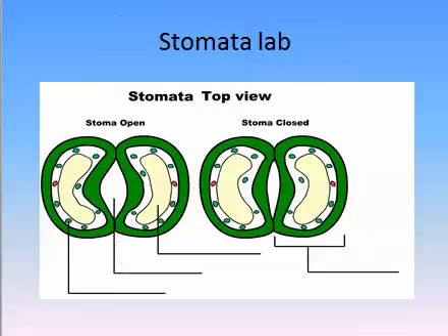Now, here's a blown-up diagram of stomata. On the left side, the stoma are open. This means that the plant is allowing gas exchange. The one on the right is closed, so gas is not being exchanged and water is not being lost. Let's look at the parts of the stoma. Note the guard cells are on the sides of the stoma.